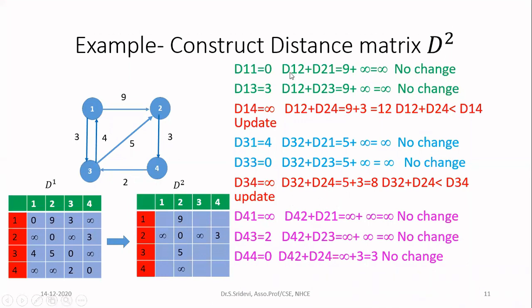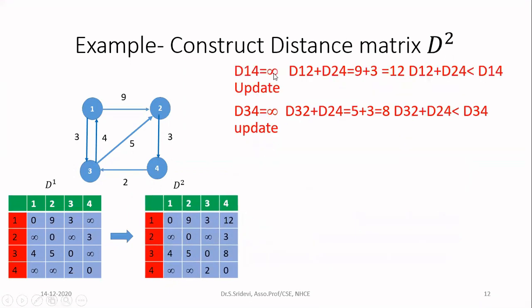So likewise, you have to find for all the other cells. So totally you need to compute for 9 cells, because out of 16 cells, the second row and second column be kept as such from the previous matrix. So you need to calculate only for the remaining 9 cells. So now once I finish, I found that there are two shortest paths available. One is for D14, another is for D34. So now let us change these two.